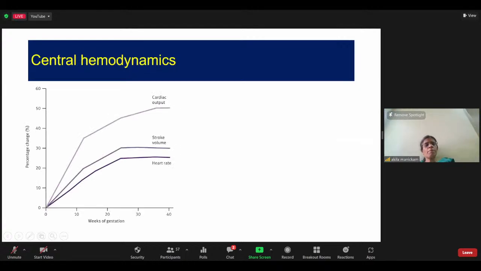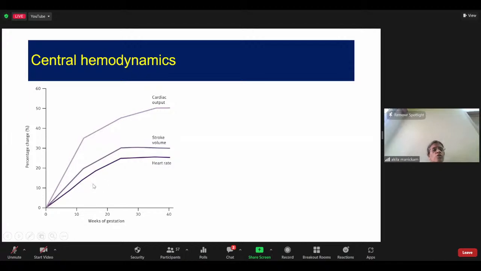And when you look at the central hemodynamics, what happens to the cardiac output? We are bothered about heart rate, stroke volume, cardiac output, systemic vascular resistance, and the filling pressures of the heart. This is how we look at hemodynamics in any patient. So in a pregnant patient, the heart rate begins to rise by 15 to 20%. And this early rise in heart rate is the first one to be achieved, even before the cardiac output increases.